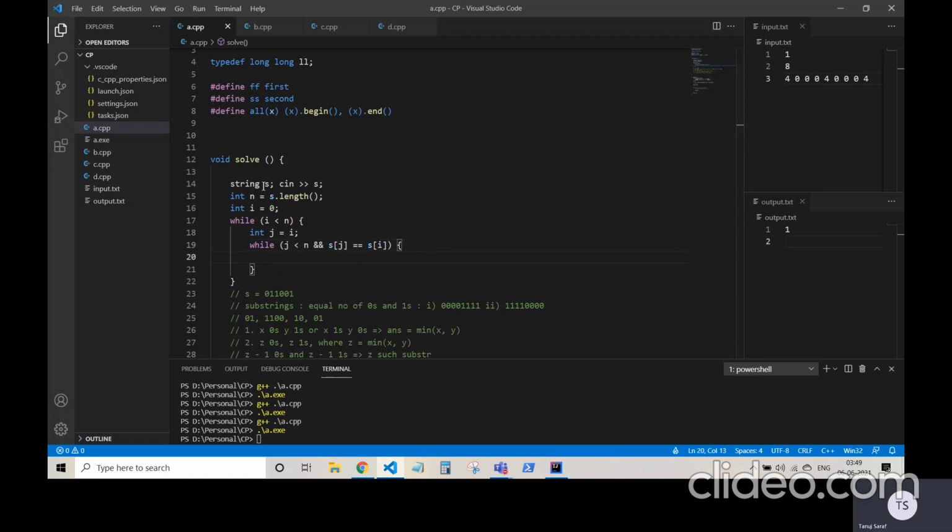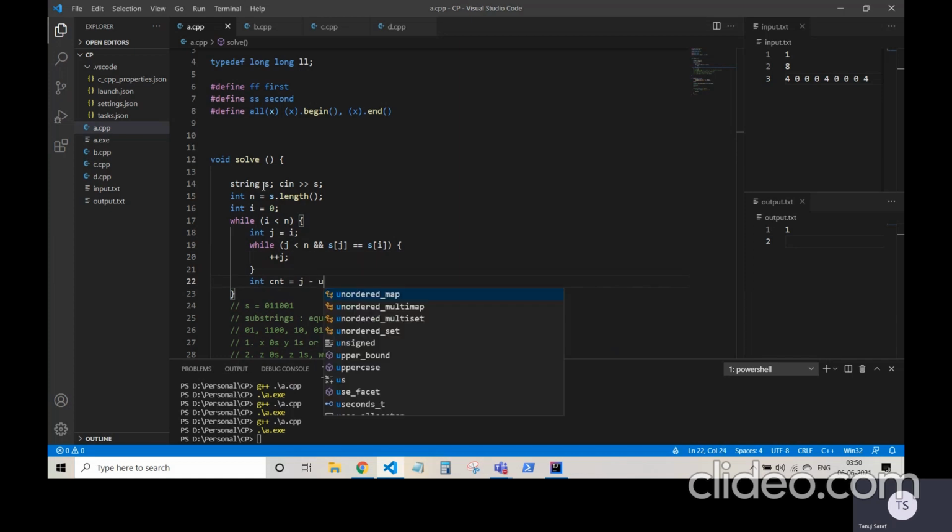this would give me a contiguous segment. So until this condition is true, I want to increment the pointer j. So i is fixed and j is moving ahead. What is the count of the same characters? The count is j minus i.